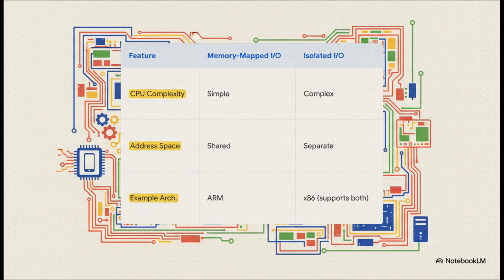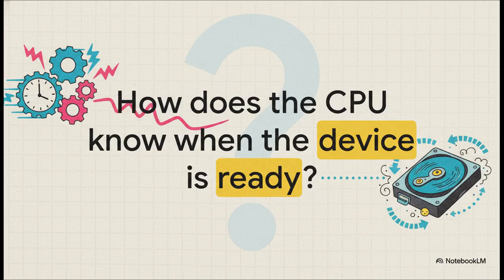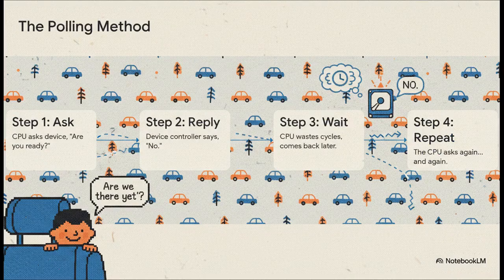And supports both methods. All right, so they know how to talk, but what about when to talk? Remember, the CPU gave an order, but the device is slow. How on earth does the super-fast CPU know when the slowpoke device is actually done with its job? The first and kind of clumsy way is called polling.